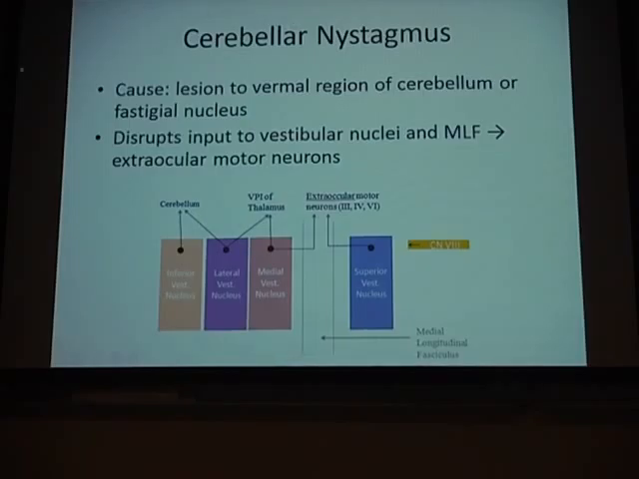The nodule. So lesions probably to the nodule region of the vermis, or the fastigial nucleus, which was that deep cerebellar nucleus that vestibular information projected to. Lesions to either of those can result in cerebellar nystagmus, and again, it's probably disrupting that output from the cerebellum either to the vestibular nuclei, which is going to travel through the MLF, this is from a couple weeks ago, to the extraocular motor neurons located in the cell bodies of cranial nerves 3, 4, and 6. Okay? Ring a bell?